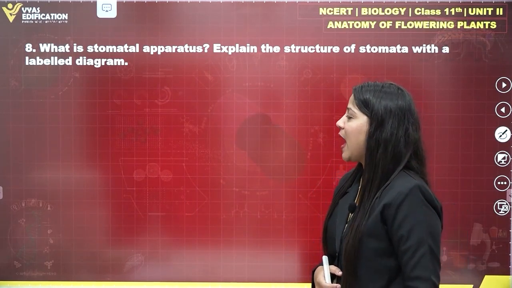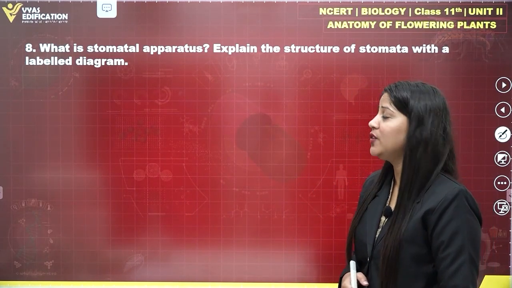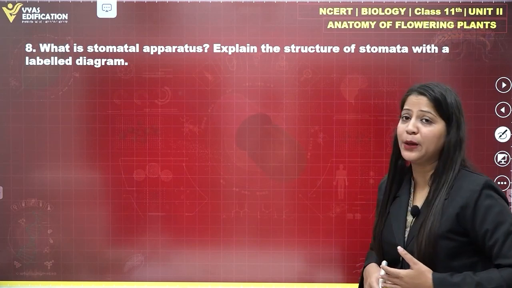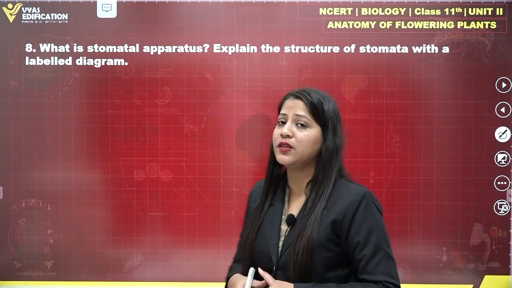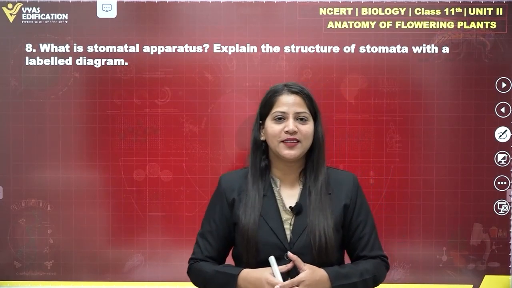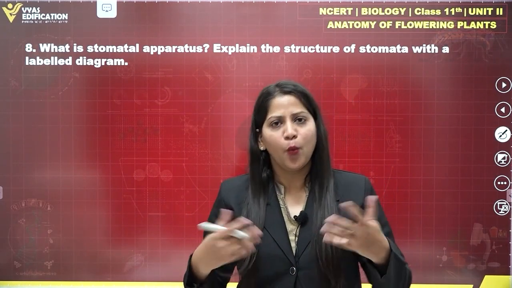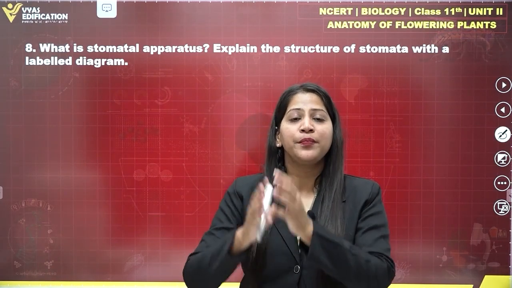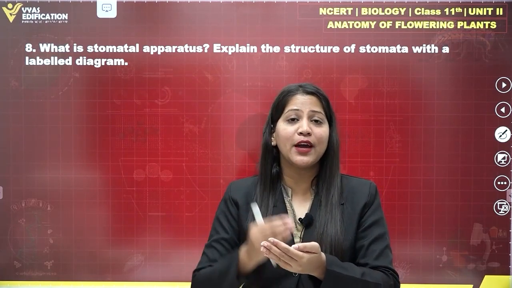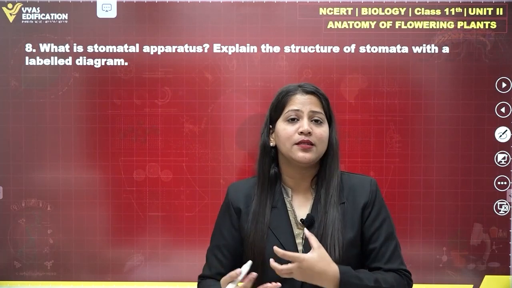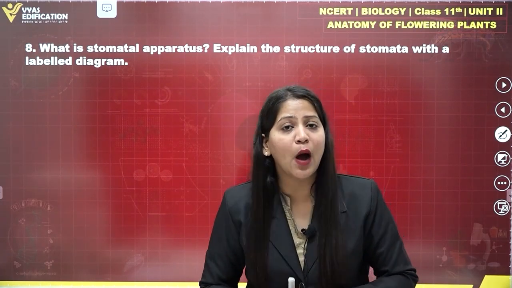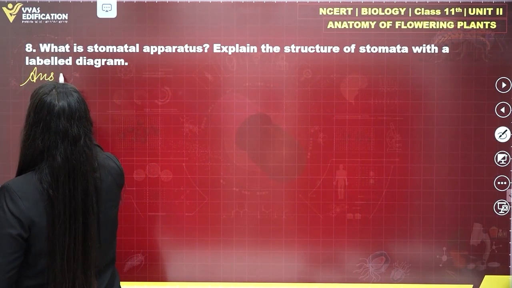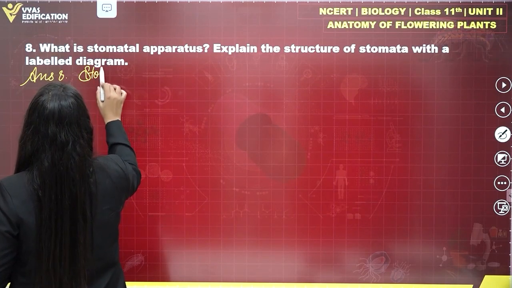Let's talk about the next question, question number 8, which is asking: what is stomatal apparatus? Explain the structure of stomata with a labeled diagram. First of all, we have to tell what is stomatal apparatus. Stomatal apparatus contains a pair of guard cells with or without subsidiary cells. So we will write the first part of this question like this: stomatal apparatus.